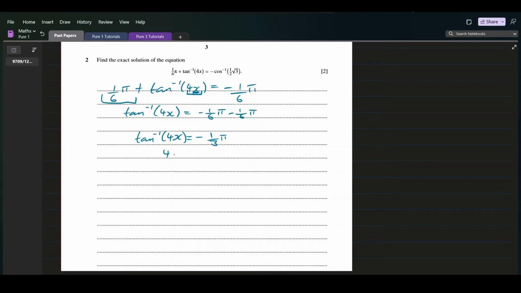And then this becomes 4x is equal to tan(−1/3 π). And if we evaluate tan of negative 1/3 π, it is equal to negative root 3. So 4x is equal to negative root 3. Divide both sides by 4, you get x is equal to negative root 3 over 4. And this would be our final answer.